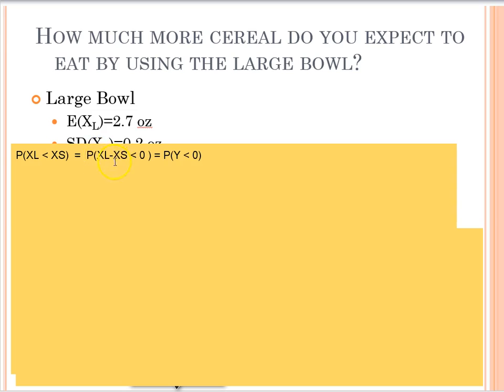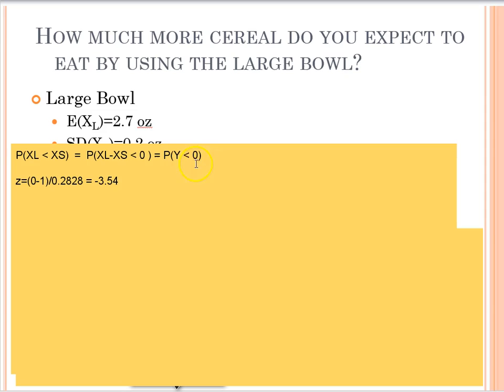And then as you notice here, this is just the definition of our variable y, the difference between the large bowl and the small bowl. And so we have the probability that we're looking for in terms of the random variable that we just calculated in terms of y. Now that we have our y variable and the number that we're relating it to, we want to calculate the z-score for that number.